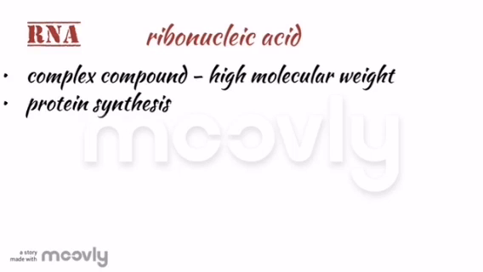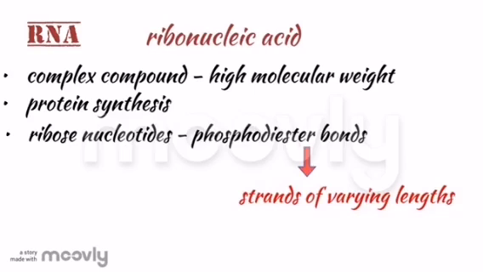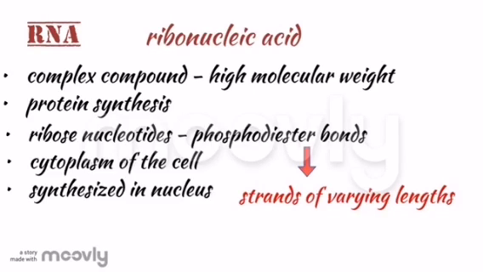Let us now discuss RNA. It is a complex compound of high molecular weight that functions in cellular protein synthesis. It consists of ribose nucleotides attached by phosphodiester bonds, forming strands of varying lengths. RNA is found mainly in the cytoplasm of the cell, although it is synthesized in the nucleus.